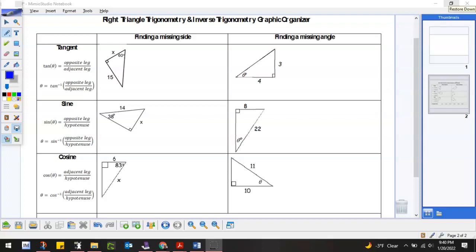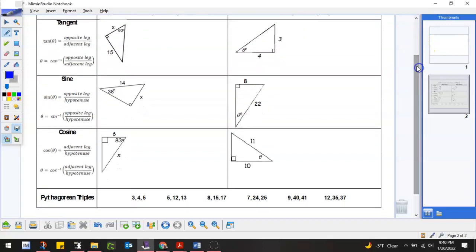Alright, so we're going to go over the graphic organizer and how to use the different trig equations to find sides and angles. And you can see we can always use Pythagorean theorem, right? And Pythagorean theorem is defined as a squared plus b squared equals c squared.